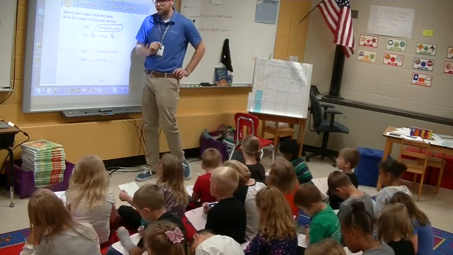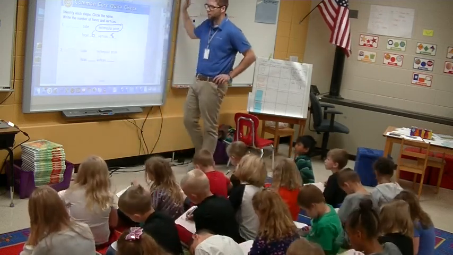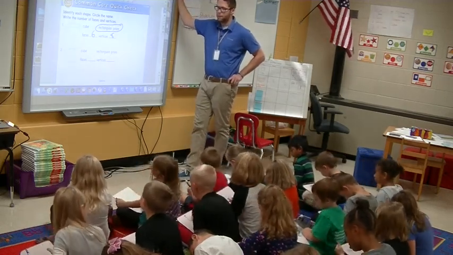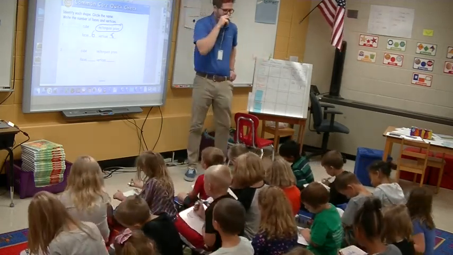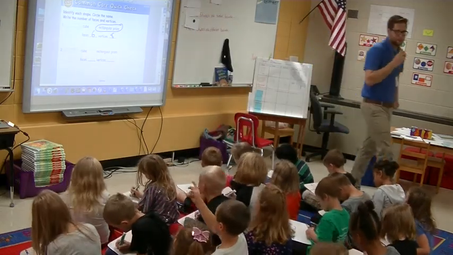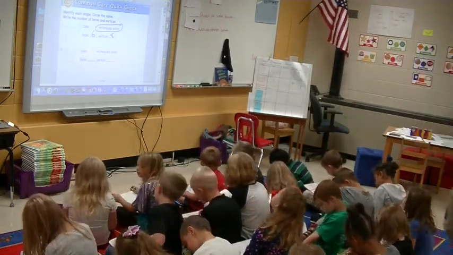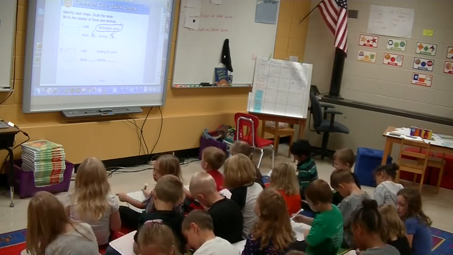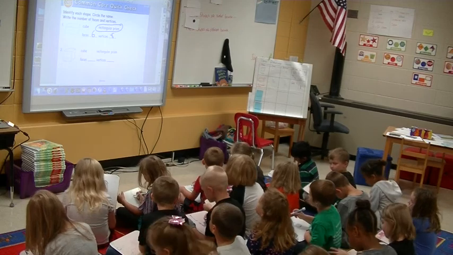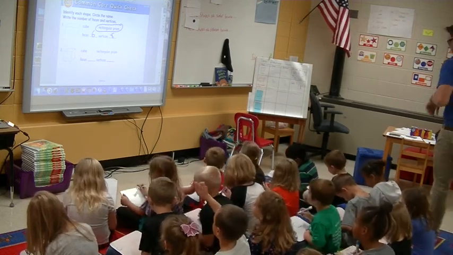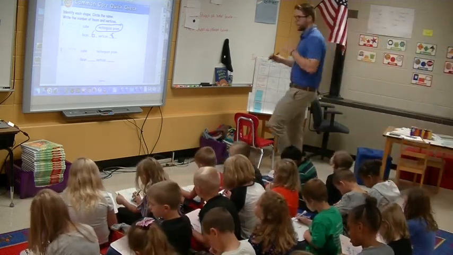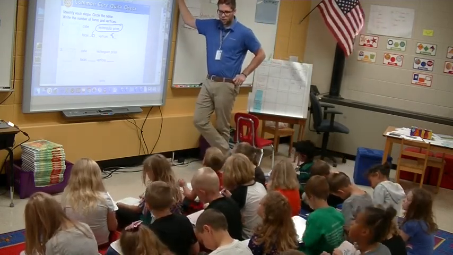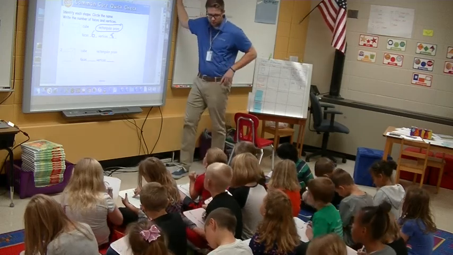All right, do this one on your own. We have the blue shape on bottom. If you think it's a cube, draw a C. If you think it's a rectangular prism, draw an R. And then we're going to write down how many faces it has and how many vertices. How many faces and vertices does it have?